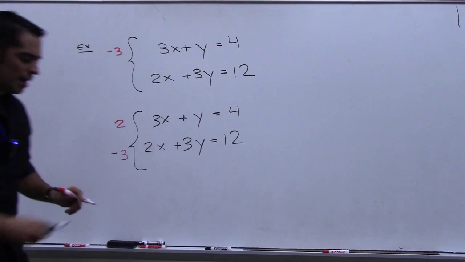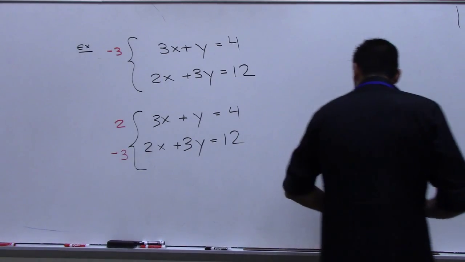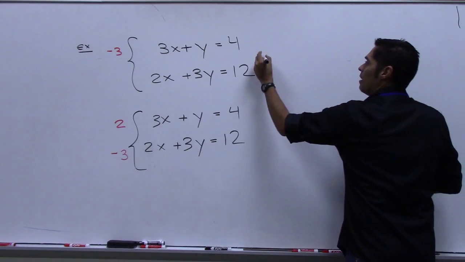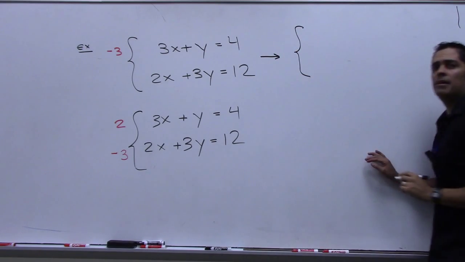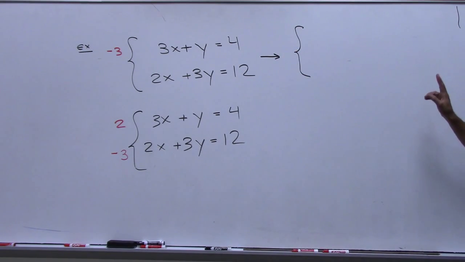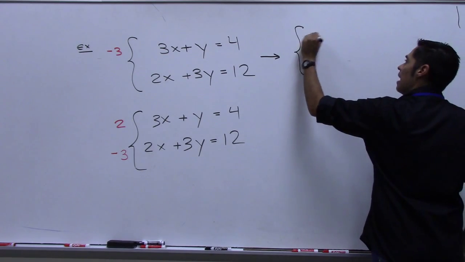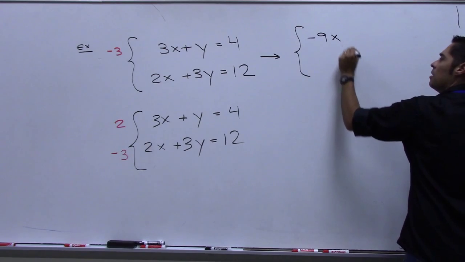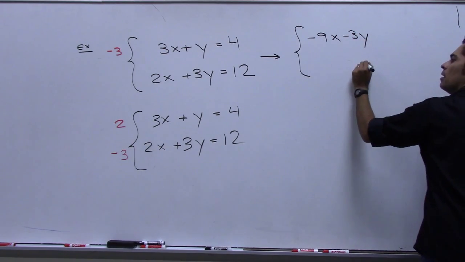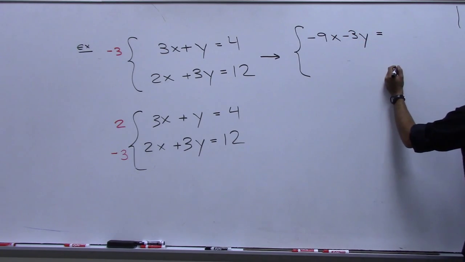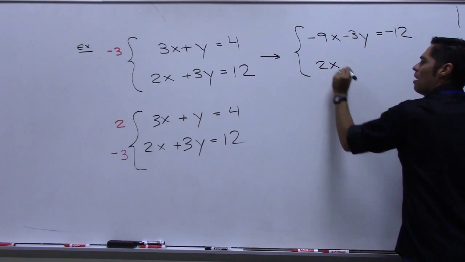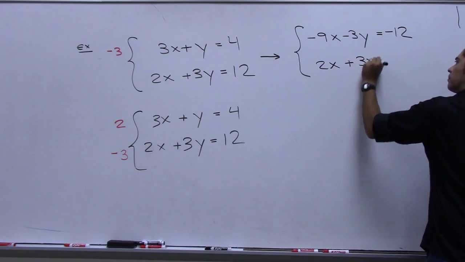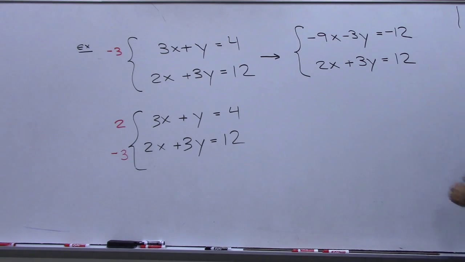All right, so the proper way to write this now is to draw an arrow and rewrite the brace. Multiply the -3 through the top equation. You get -9x, you get -3y, you get what? -12. And then the bottom equation we didn't touch, right? We didn't touch that equation.